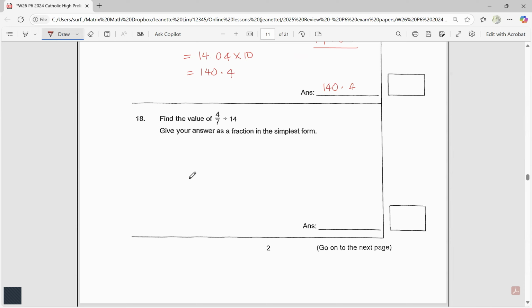Okay, question 18. Find the value of 4 sevenths divided by 14. Keep, change, flip. You want to keep the first fraction, change the sign to a times, and then flip the 14, which means that you get 1/14 instead. Okay, simplify first. 4 and 14 divide by 2, divide by 2. So 2 times 1 is 2. 7 times 7, 49. 2/49. Can't be simplified further.